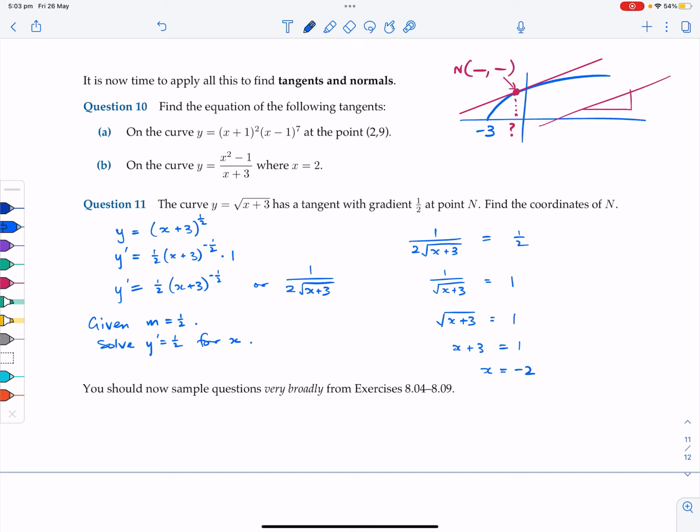And I've asked for the coordinates of point N. So y equals square root of x plus 3, which is the square root of negative 2 plus 3, which is the square root of 1, which is 1. So N is negative 2, 1. There's a complete answer to the question.